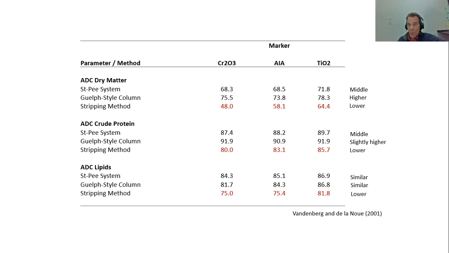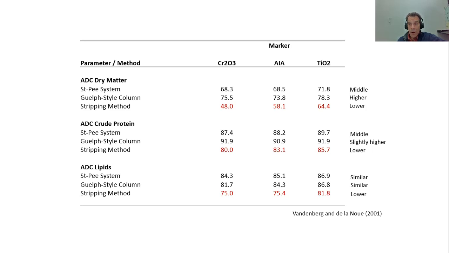Interestingly, the 3 approaches to collecting fecal material resulted in different estimates of digestibility. The Guelph system resulted in a higher value, suggesting perhaps too much leaching. The stripping method resulted in a significantly lower value, suggesting maybe the feed material was not completely digested. And the Saint-Pé system resulted in a somewhat middle value. So that would perhaps be less leaching and perhaps deeper.